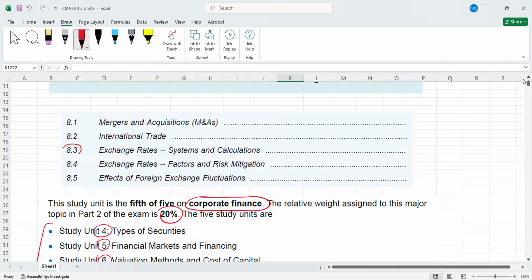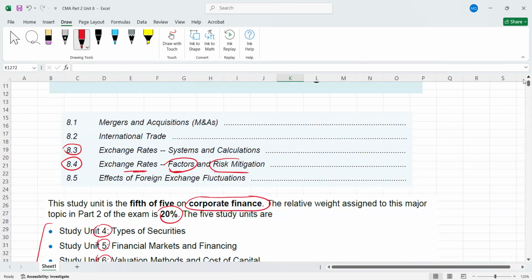discussed topic 8.3. I made 2 videos for this. The first video was for exchange rate, the basics of exchange rates. In the second video, I explained the exchange rate system and appreciation of the currency. Now we will start 8.4, which is exchange rates again, and here we will discuss the factors and risk mitigation. Factors means those factors which may affect your exchange rate, and risk mitigation means we have some risk mitigation techniques.